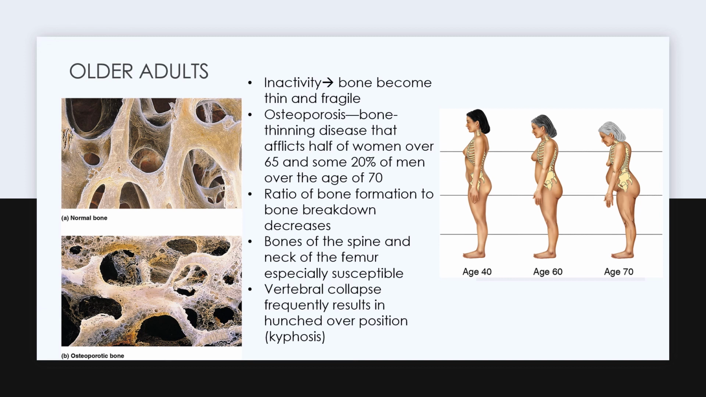And vertebral collapse frequently results in a hunched over position, which is demonstrated on the right image. So you see a woman at age 40 standing upright, at age 60 she slumps a little bit, at age 70 even more slumped. And that's just the result of the bones of the spine becoming weaker.